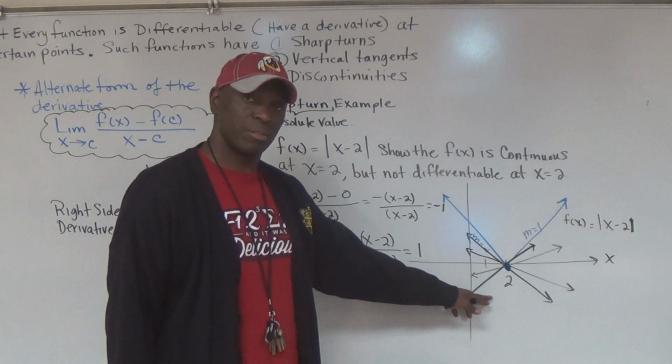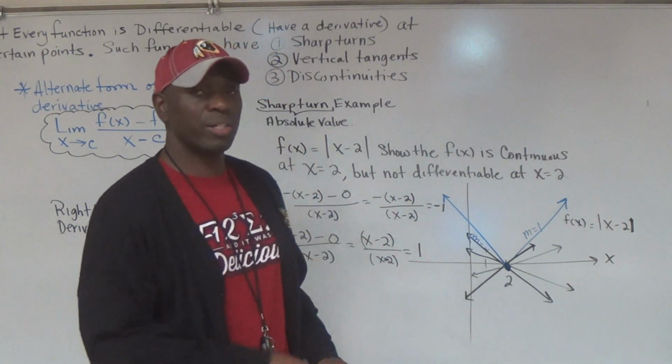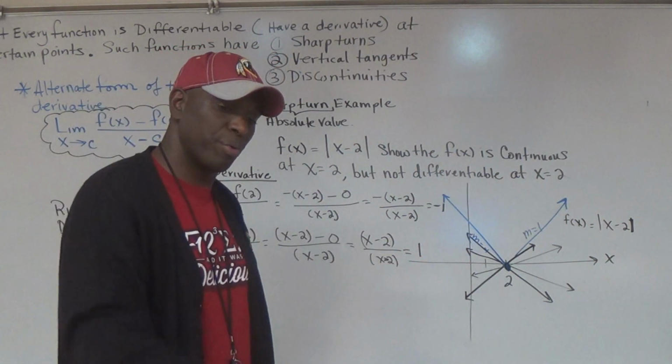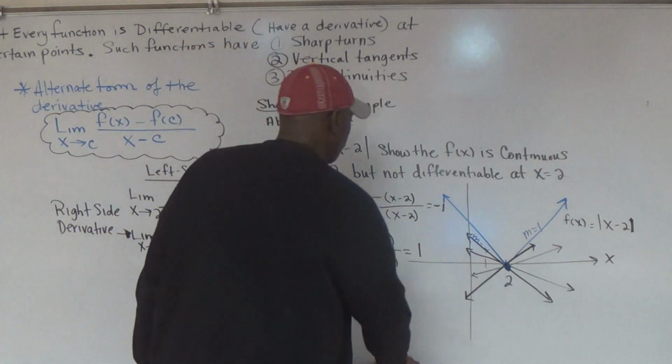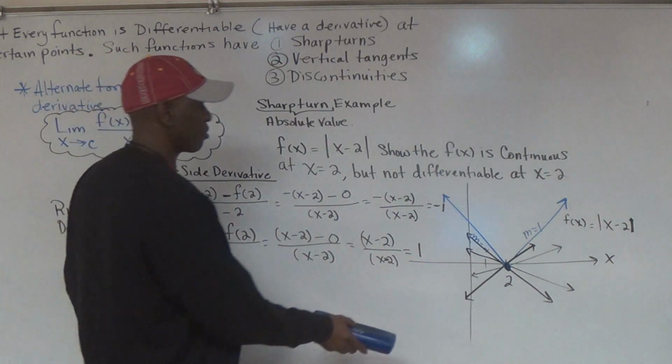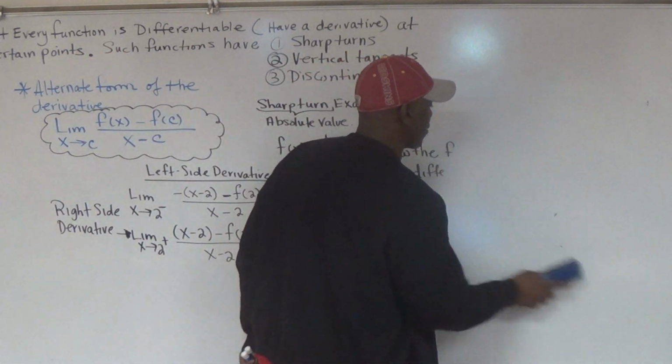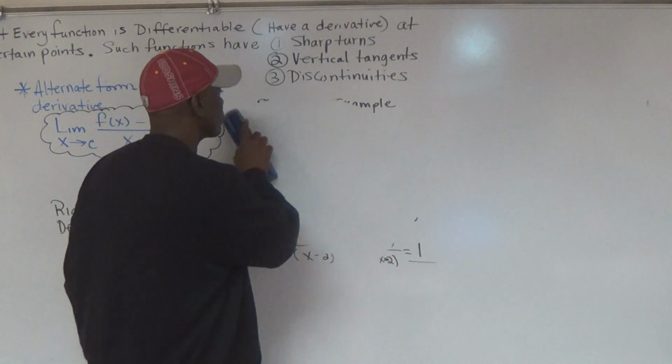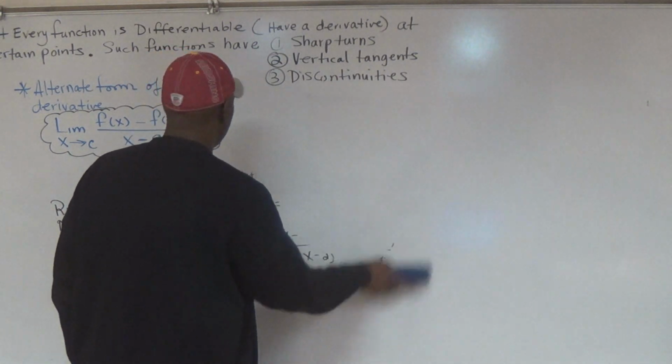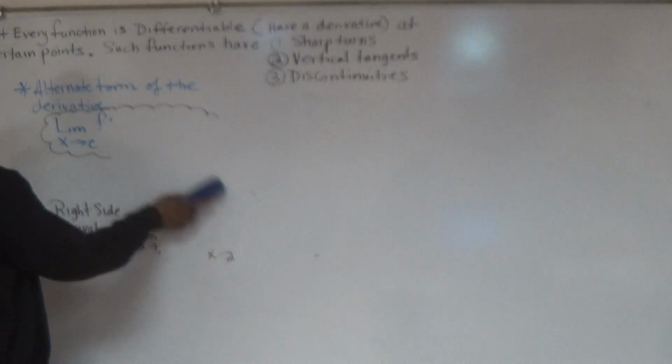Okay, you good? You all right? Again, if you don't understand it, you can rewind the tape and go back over it again. All right, come on, let's go. That's sharp turns. Now let's look at vertical tangents. Sharp turns are done. Now let's go after the vertical tangents.